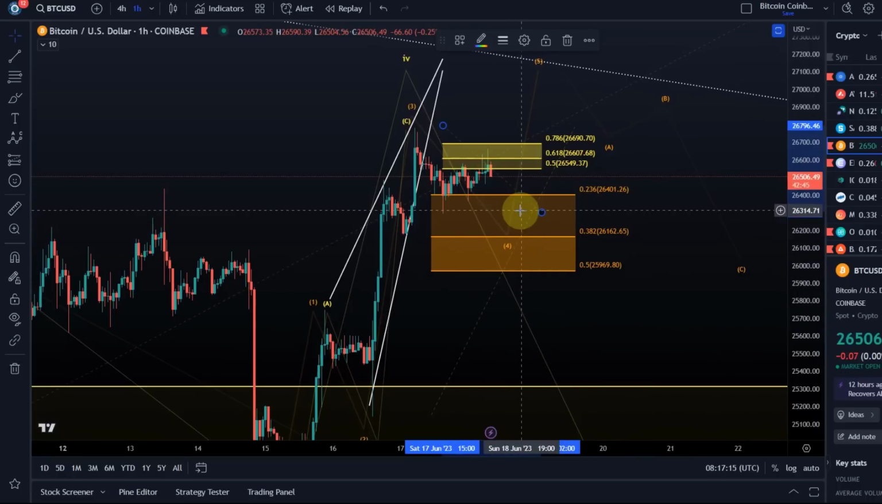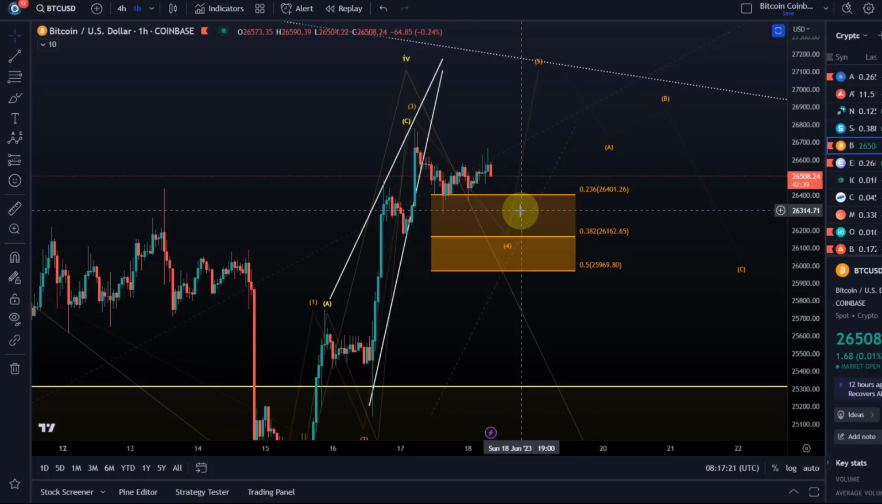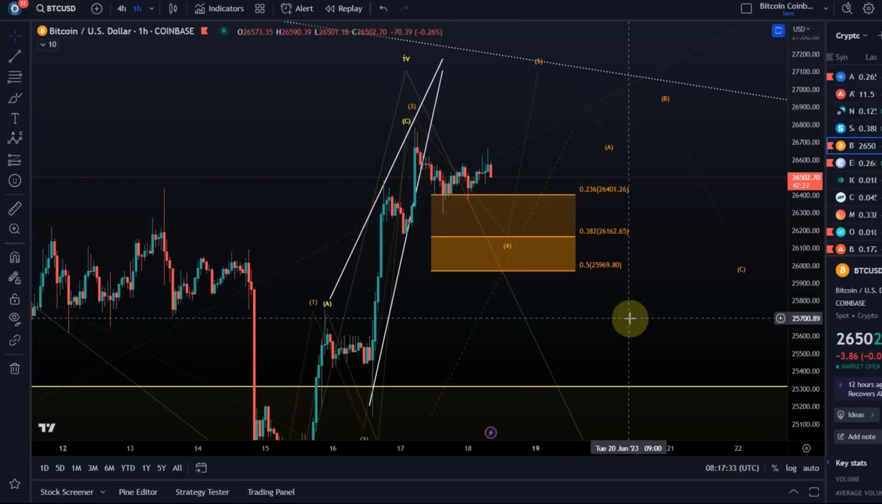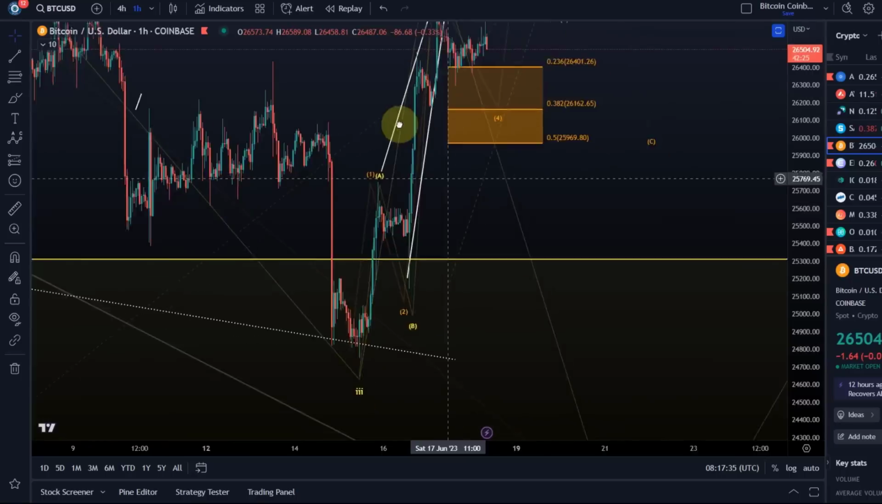To keep it very simple, as long as Bitcoin is holding 25,969, the focus overall could be on higher, and it has a chance to develop that 5-wave impulse. Well, below 25,969, it will get much more likely that it will break down and come down in the yellow count.